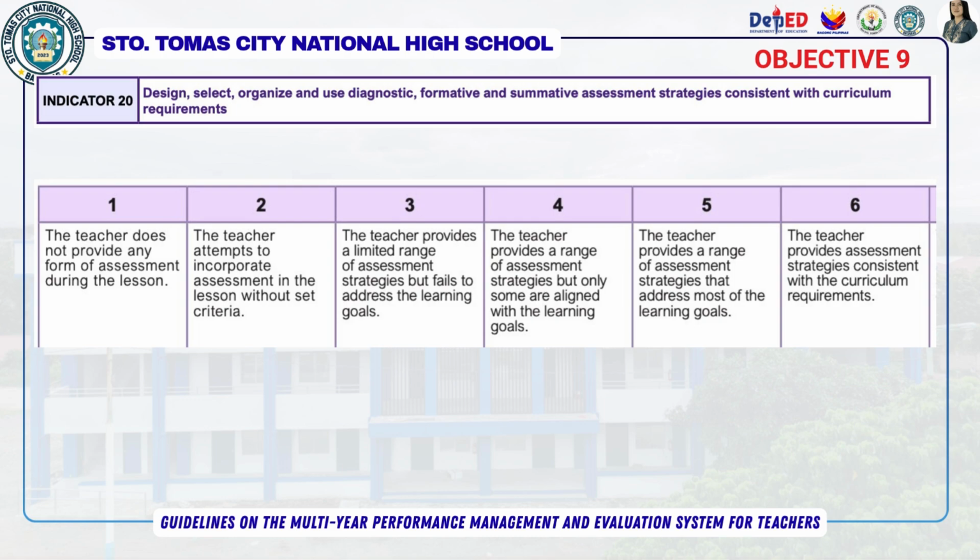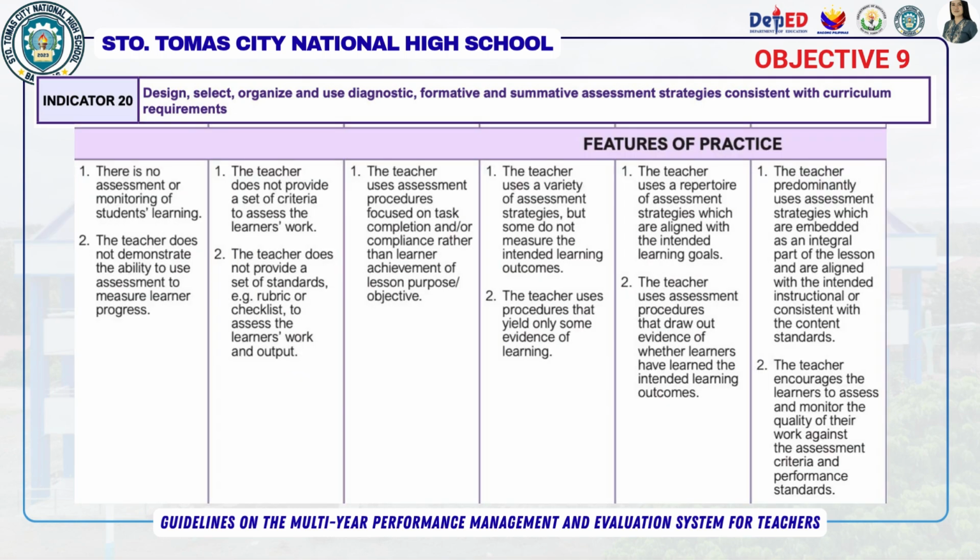To achieve Levels 5 and 6, you must use a range of assessment strategies that address most or all of the learning goals. Level 6 requires that assessment strategies are consistent with the curriculum requirements, meaning they truly measure what the curriculum dictates.